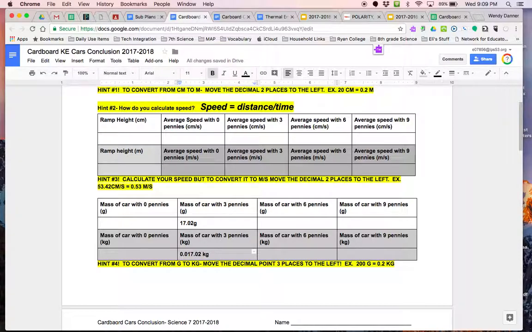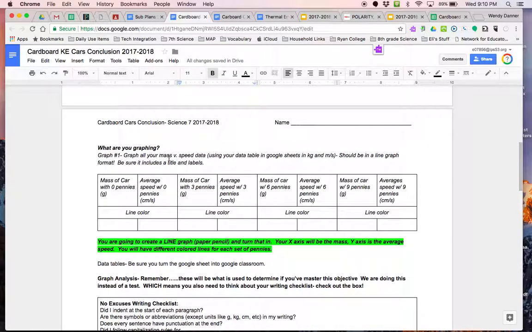3 places to the left. Here's 1, here's 2, here's 3. All right. Don't mind my phone dinging in the background. All right, down here, what are you graphing?